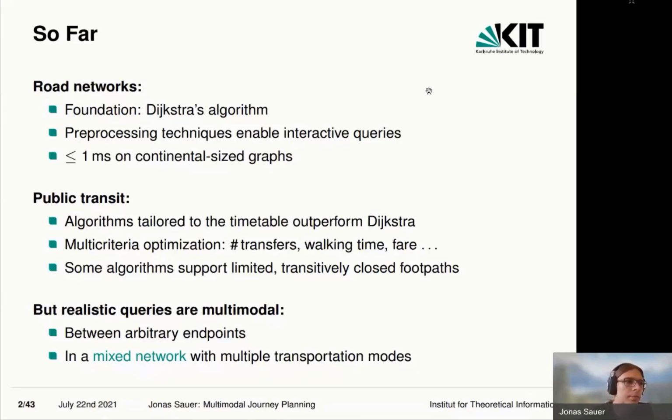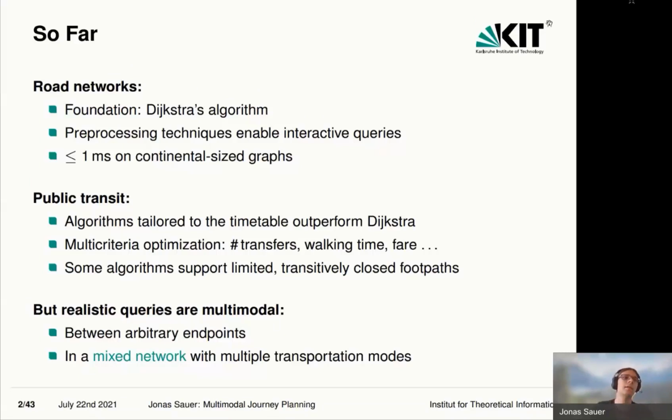And some algorithms like Raptor and connection scan support footpaths, but only in a limited capacity. And I didn't mention it specifically for Raptor, but the same limitation is true for Raptor that we discussed for connection scan, that the footpath graph has to be transitively closed.